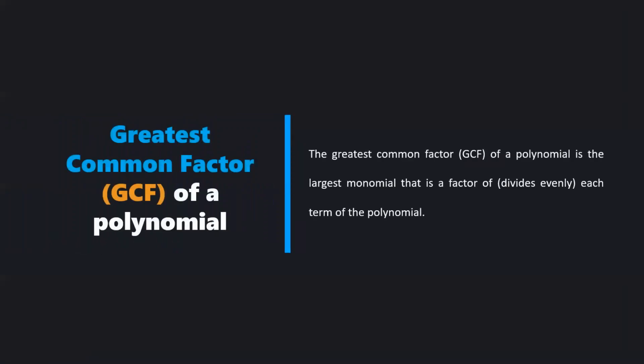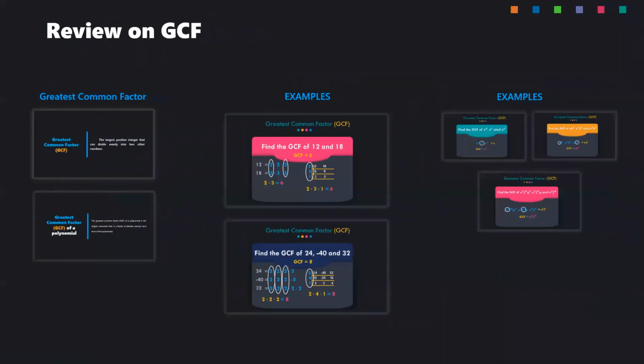The greatest common factor of a polynomial is the largest monomial that is a factor of or divides evenly each term of the polynomial. Now, kaya natin kailangan ng review on GCF kasi dun sa ating first topic, which is all about factoring polynomials with common monomial factor, ina-apply natin dun yung concept ng GCF. So now, let us have some examples.